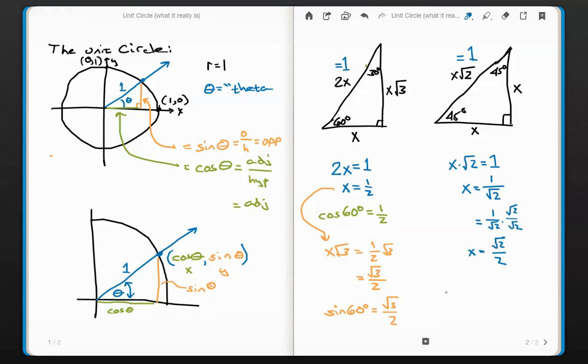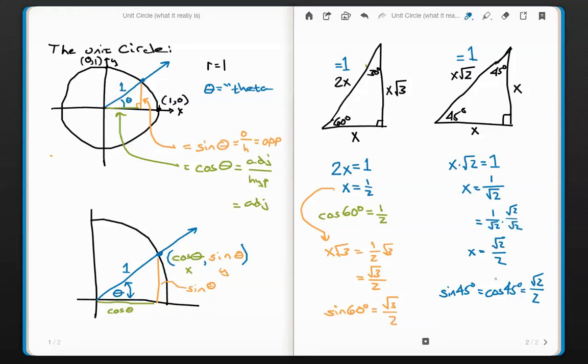So I could say the sine of 45 degrees, which is x, which in this case is root 2 by 2, is the same as the cosine of 45 degrees, equals root 2 by 2. All right. So three numbers we kind of have to remember are 1/2, root 3 by 2, and root 2 by 2.